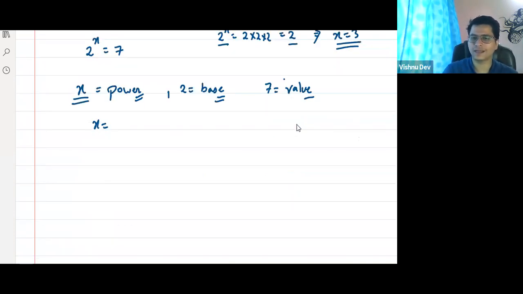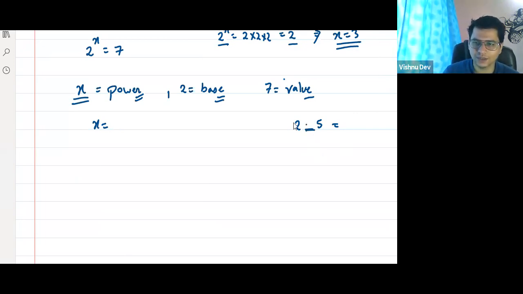Let's think about it. If I'm giving you 2, 5 is equal to, now here, depending on what operator we use, we can get different values. Yes or no? For example, if I'm saying 2 plus 5, what I'll get? 7. Very simple. Yes, if I'm saying 2 into 5, then 10. Very good.